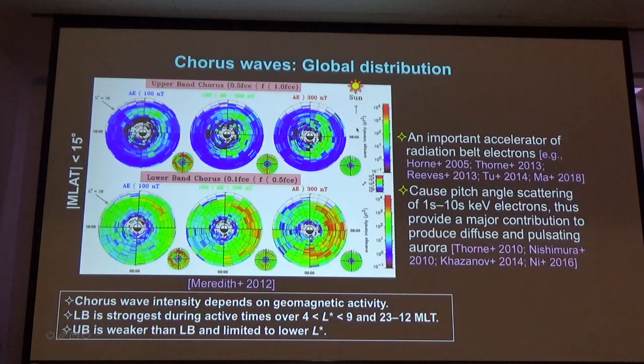Chorus waves have received very intense attention in recent years because they're known to play a critical role in accelerating seed electrons in the hundreds of keV range up to multi-MeV. On the other hand, they can also cause efficient pitch angle scattering of a few to tens of keV electrons and provide a major contribution to producing the pulsating and the diffuse aurora.